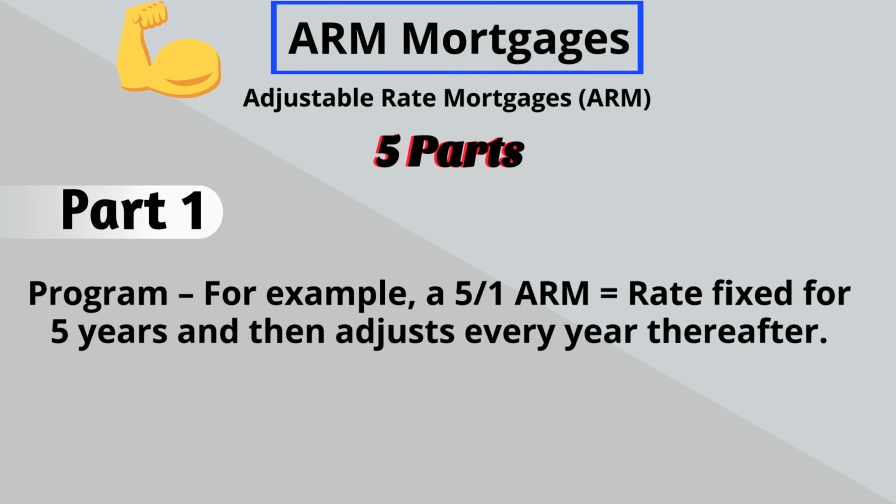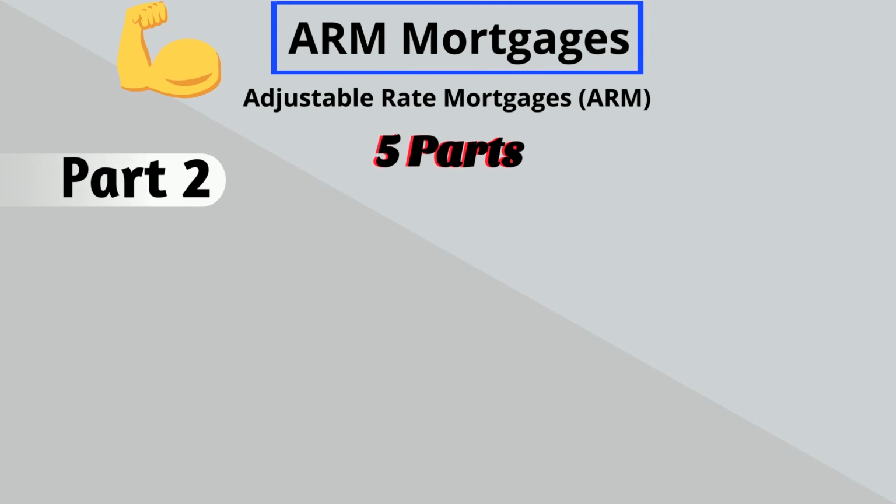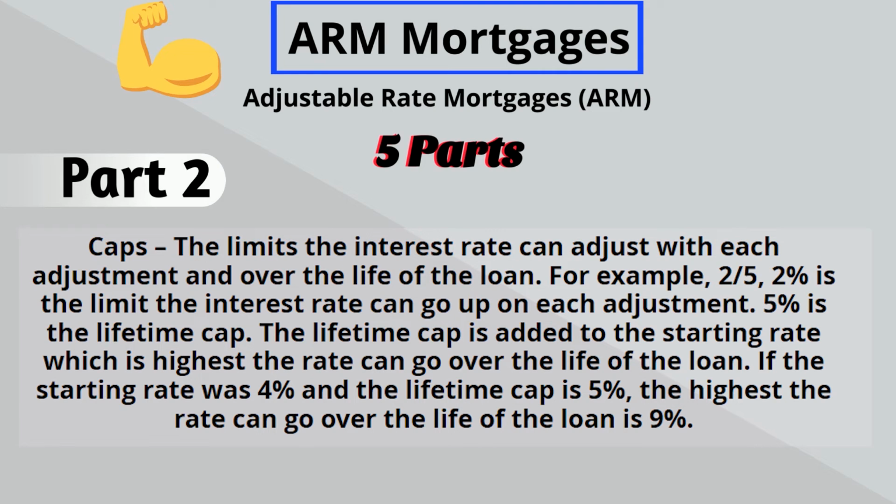Part 1. Program. For example, a 5-1 ARM means that the rate is fixed for 5 years and then adjusts every year thereafter. Part 2. Caps. The limits the interest rate can adjust with each adjustment and over the life of the loan.